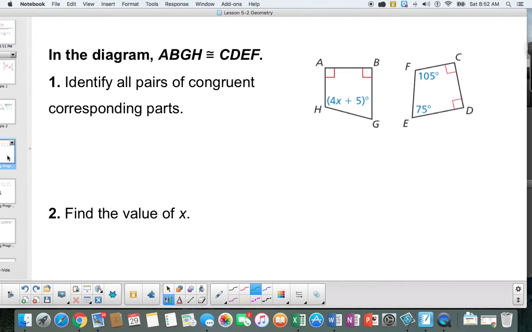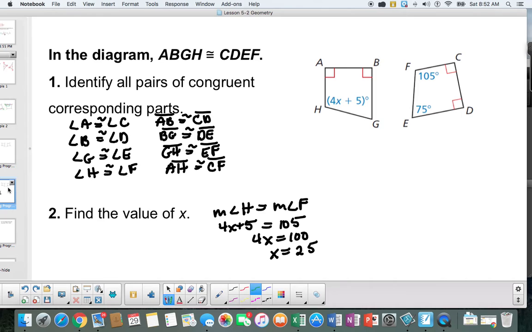Okay, I'd like you to try. Go ahead and use the correspondence to help you find 4 pairs of angles and 4 pairs of sides that are congruent, and then help you find x. Now here's the answer.